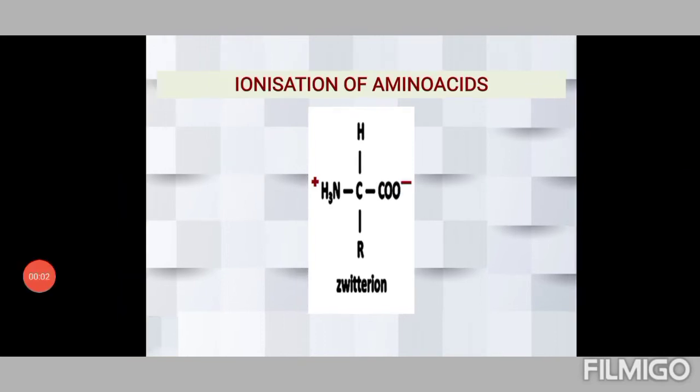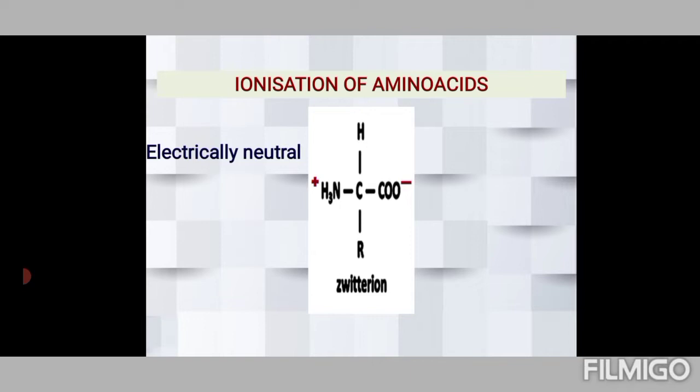Now, Zwitter is a German word for hybrid, and obviously this Zwitter ion has both positive and negative charges on it, so that's why hybrid. The Zwitter ion is electrically charged, and at the same time it is electrically neutral also, since it has both negative and positive charges. And so the net charge on the Zwitter ion is 0.